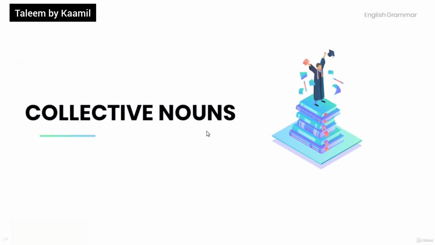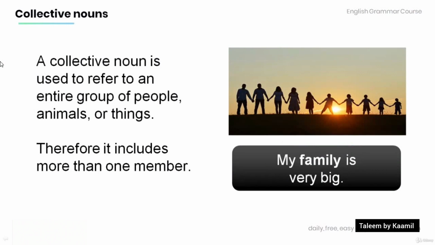Let's get started. Now, a collective noun is used to refer to an entire group of people, animals, or things. Therefore, it includes more than one member. Have a look at the example over here. My family is very big. The word family in this sentence is a collective noun, and it is referring to an entire group of people.